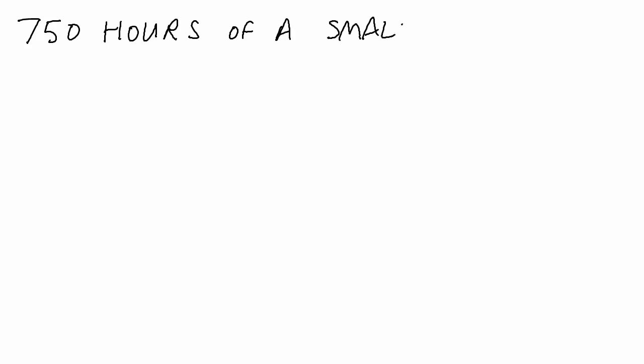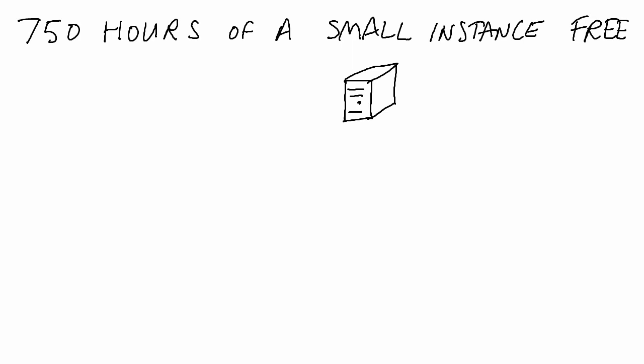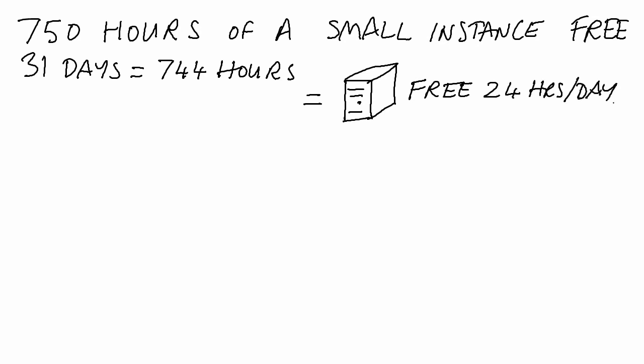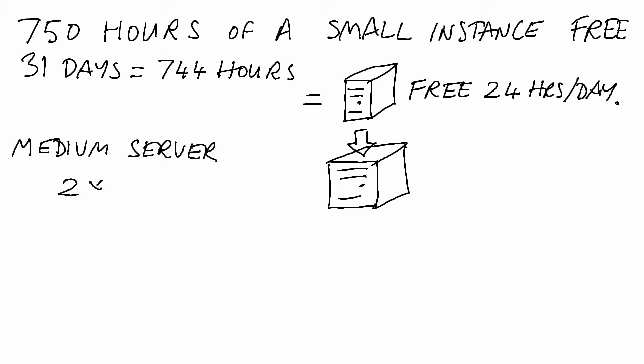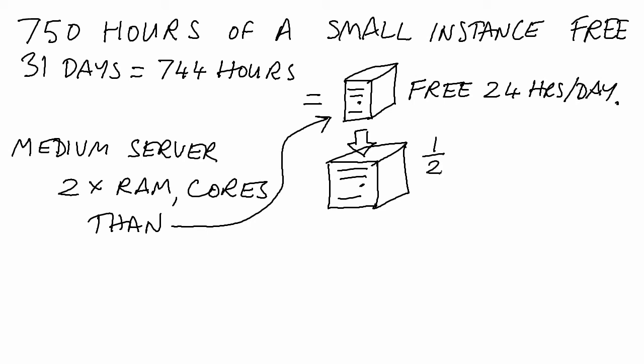You get 750 hours of a small server instance per month for free in your trial subscription. There are 744 hours in a 31-day month, meaning you could run that server for 24 hours a day without charge. The word small, as in small server instance, simply refers to the power of the server.